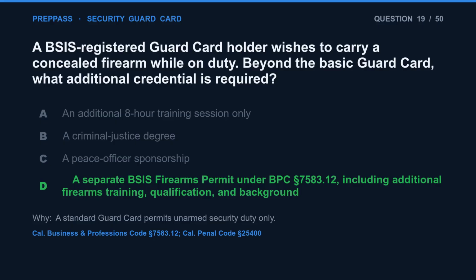The correct answer is D. A standard guard card permits unarmed security duty only.